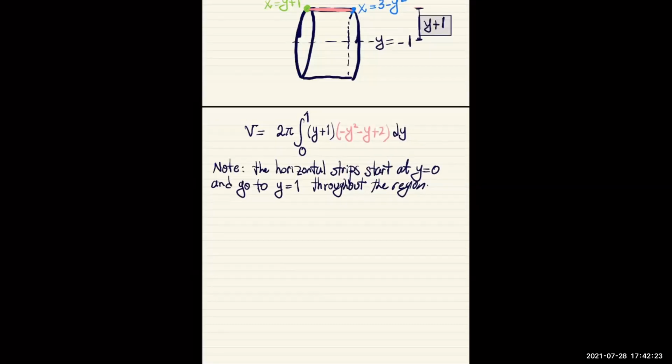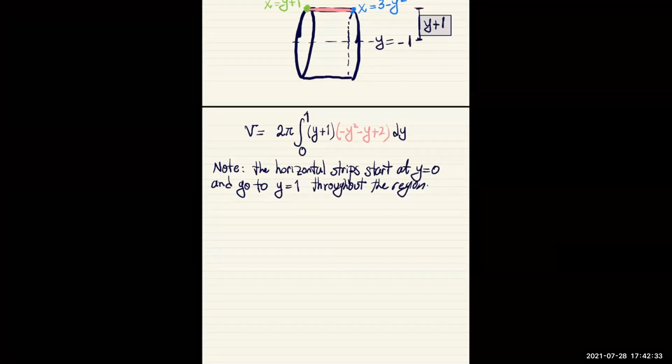Next topic is also volume, but it's definitely easier, okay? And I'm not gonna go crazy with the next topic. So this is called volume by cross sections.